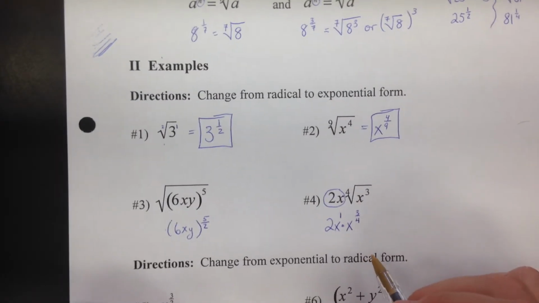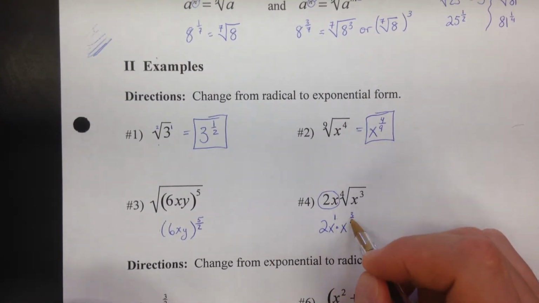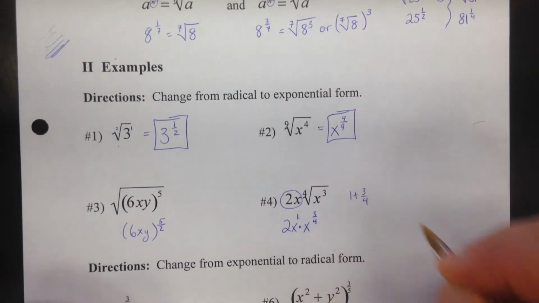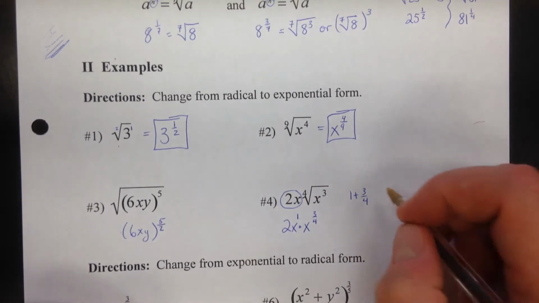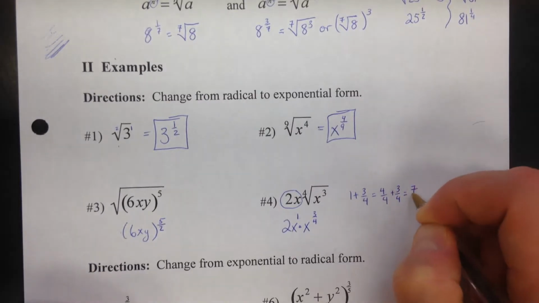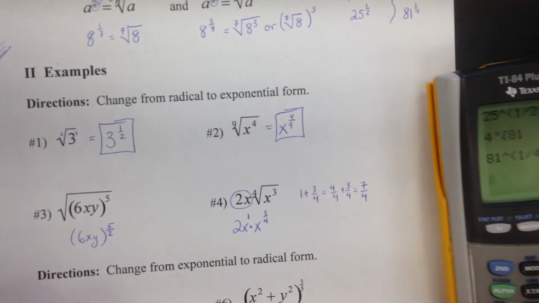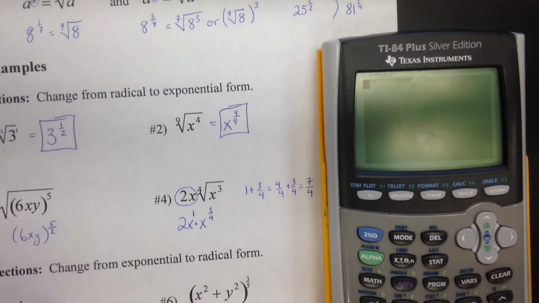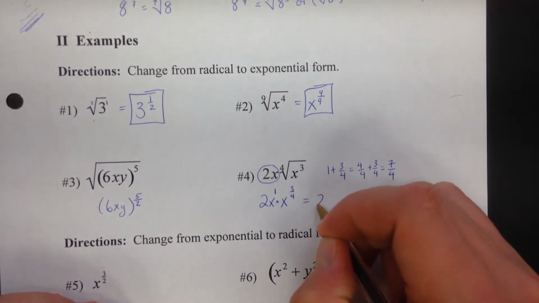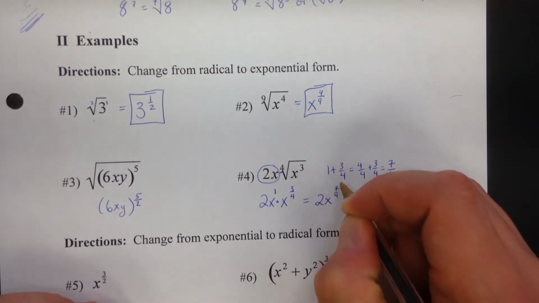We could simplify this. We would add 1 plus 3/4. Now when you add fractions, so 1 plus 3/4, you need to have a common denominator. In this case, I'll use 4. This is like 4 over 4 plus 3 over 4, which is 7 over 4. Now, if you don't want to go through that process, you can certainly take the calculator, do 1 plus 3/4, which gives you a decimal, and then you can change it, math, enter, enter to a fraction. There's your 7 over 4. I like to do it by hand myself. So this is really 2x raised to the 7/4 power.